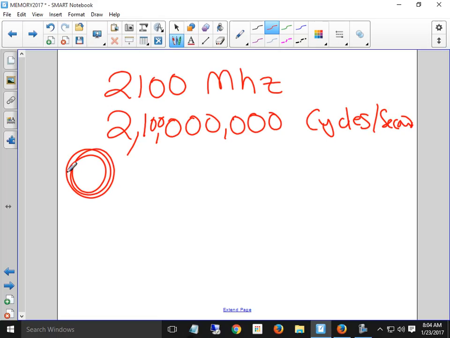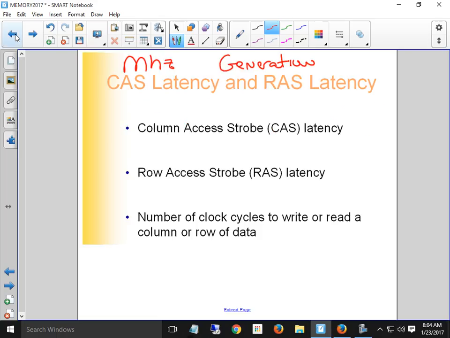So RAM's like this. It can't get it all. It gets a little bit, and it gets a little bit more, and it gets a little bit more, and it takes so many cycles to read and write. That number of cycles is the column access strobe latency or the row access strobe latency, depending on what it's writing. What does that mean, Mr. Poole? Because that doesn't make any sense to me.